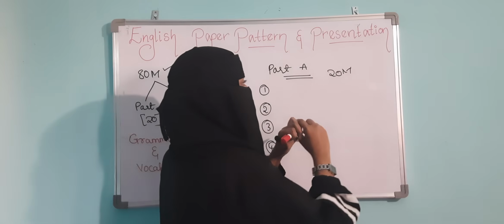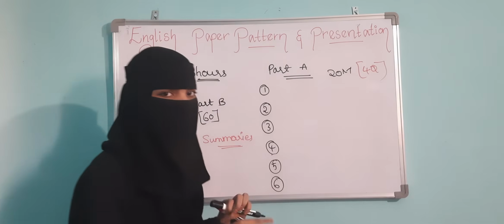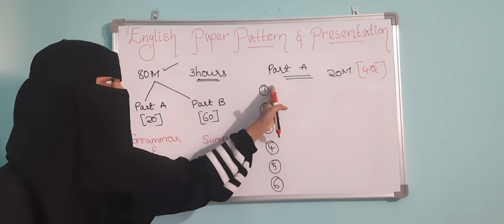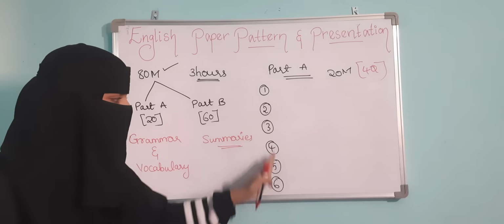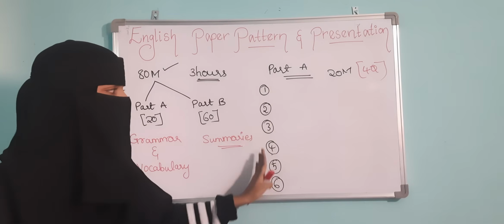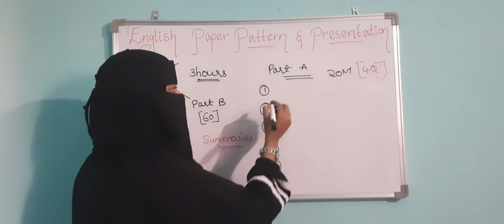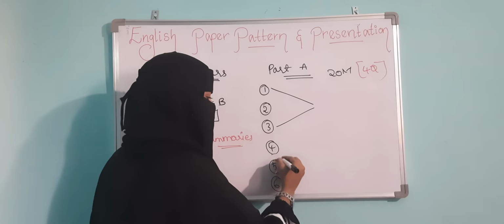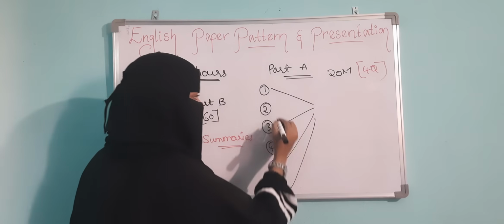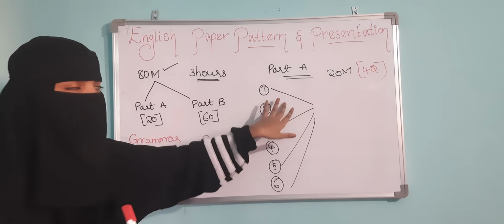How many do you need to attempt? You need to attempt any 4 questions out of 6. That's all. It is your choice which you write. If you are writing 1, go with 3. Whatever you like or feel is easy, whatever you are perfect with, you can write. Like if you are writing the first one, 3, 5, and 6, then leave the 2. You have a choice which to choose.